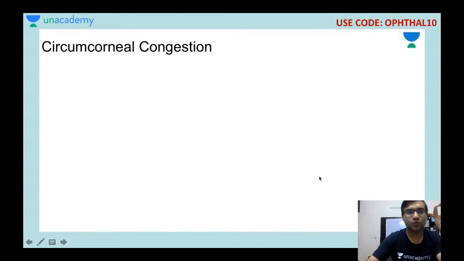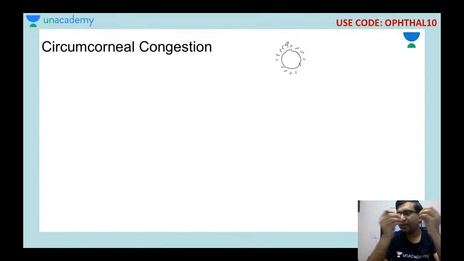Chalo, let's move to the circumcorneal congestion. I told you what is the circumcorneal congestion. This is my cornea. Around the cornea you have the congestion. Now Dr. Gopalan, can you tell me what are the causes of the circumcorneal congestion? If you can appreciate any one of them, let's keep this session very much interactive.